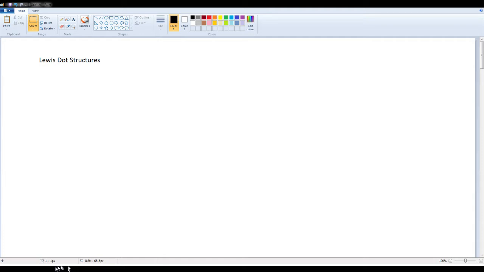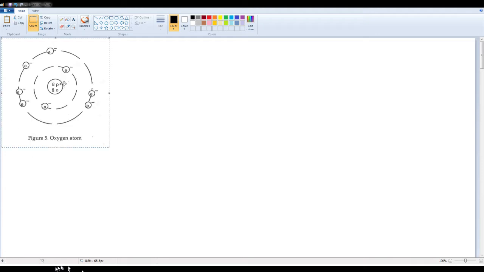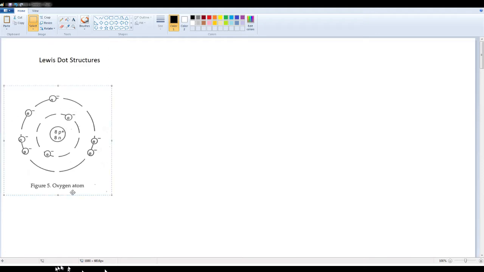So if I asked you to draw the Bohr model of oxygen, what you would come up with is something that would look kind of like this. It would have 8 protons in the center, 8 neutrons, and then 8 electrons, 2 in the first ring, 6 in the outer ring.